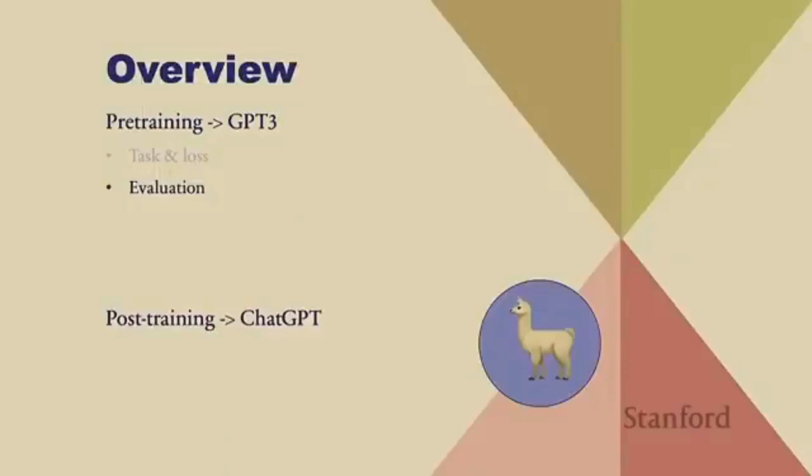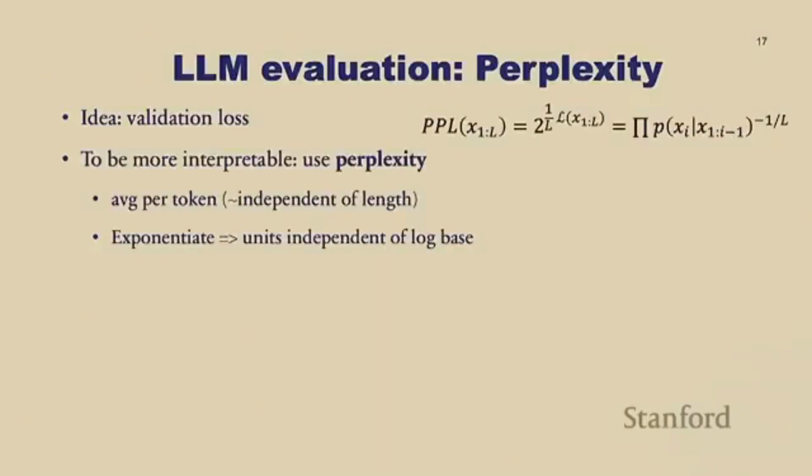Great. So we talked about the task, the loss, and the tokenizer. Let's talk a little bit about evaluation. The way that LLMs are usually evaluated is using what we call perplexity. At a high level, it's basically just your validation loss. The slight difference is that we use something more interpretable: we take the average per token loss and then exponentiate it. The reason is that the loss has a log inside, and one, humans are pretty bad at thinking in log space, but two, logs depend on the base of the log.